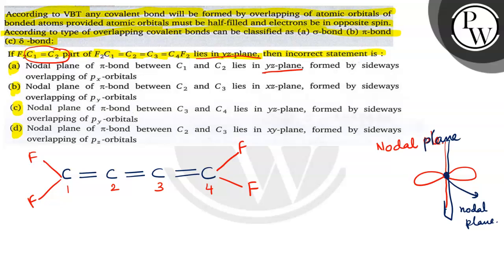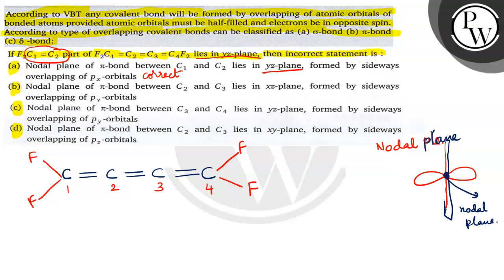That is correct only. The nodal plane of pi bond between C1 and C2 lies in YZ plane, formed by sidewise overlapping of px orbital, because as it is the YZ plane and perpendicular to the YZ plane we have the px orbital. So px orbitals overlap laterally and form the pi bond. This is the correct statement.